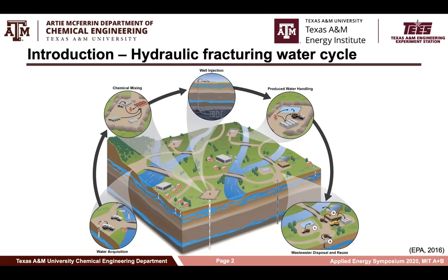Specifically, in water acquisition, groundwater or surface water is withdrawn to make hydraulic fracturing fluids. This actually could be a problem, especially in times or areas of low water availability. In chemical mixing, the obtained water is mixed with proppant and additives to create hydraulic fracturing fluids, which are then injected down into the targeted rock formations during the well injection stage.